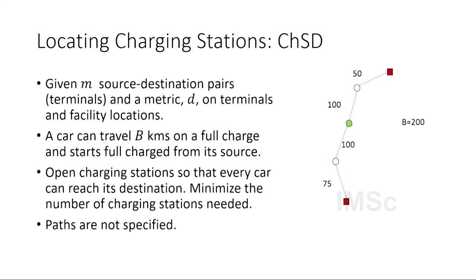So we are going to assume that we are given these source-destination pairs, and we are given a metric on the terminals, again a distance metric, and we'll assume that there is a range of B kilometers that any car, an electric vehicle, can travel. And we want to open the charging stations so that every car can reach its destination. And we will assume that when a car starts from its source, it starts with a full charge, right? Because if it's empty, then what do you do, and so on.